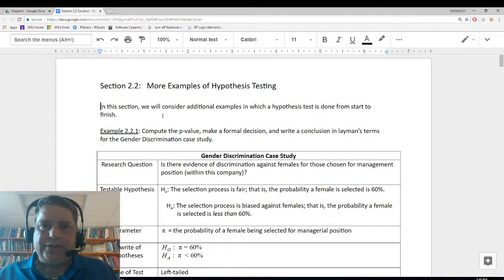Okay, let's go ahead and get started with section 2.2. In this section, we are just going to do 3 examples in which we do a complete hypothesis test from start to finish. Okay, let's go ahead and get started.